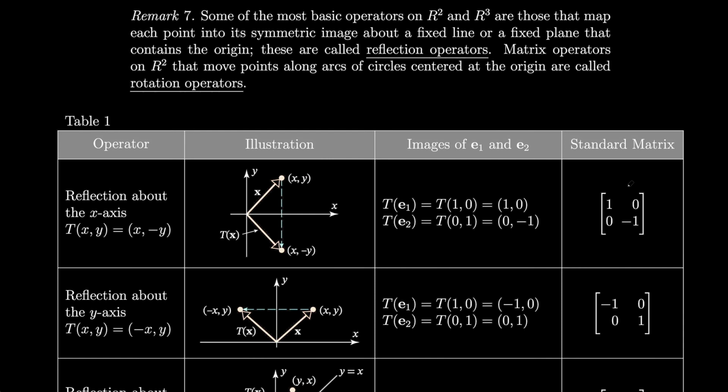Some of the most basic operators in R2 and R3 are those that map each point into its symmetric image about a fixed line or a fixed plane that contains the origin. These are called reflection operators. Matrix operators in R2 that move points along arcs or circles centered at the origin are called rotation operators. So let's talk about a couple of different operators.